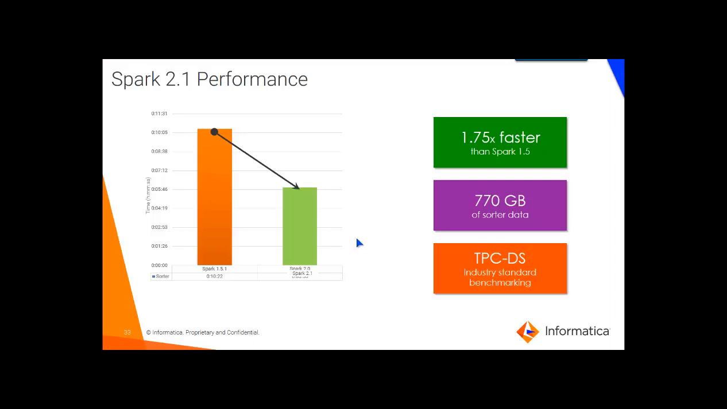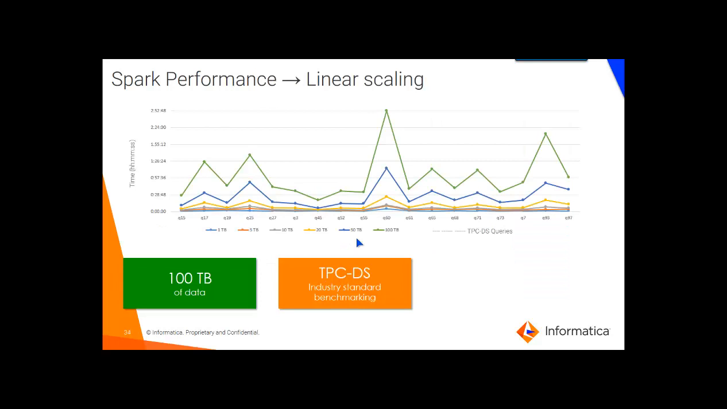10.2 offers great performance benefits as well. By moving to Spark 2.1, we are now able to run 1.75x faster than Spark 1.5. And this is not for small volumes of data. We are comparing huge volumes of data by using the industry standard benchmarking techniques. As part of the linear scaling testing that we have performed, we have seen that the Spark implementation of Informatica scales from 1 terabyte all the way to 100 terabytes in a linear fashion.